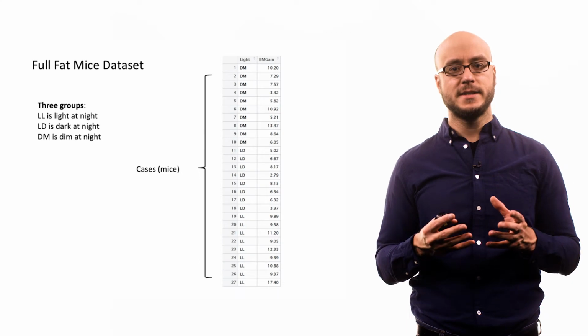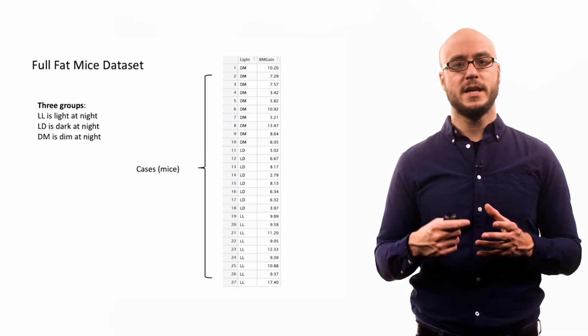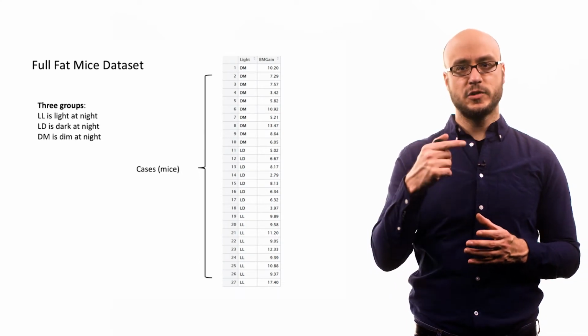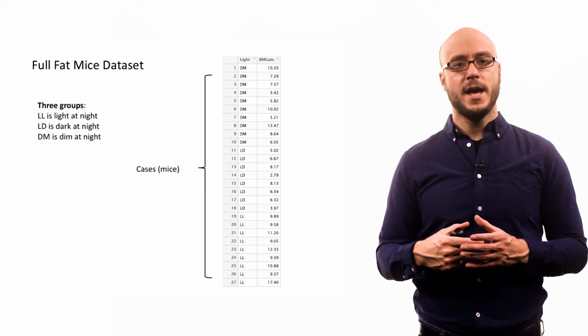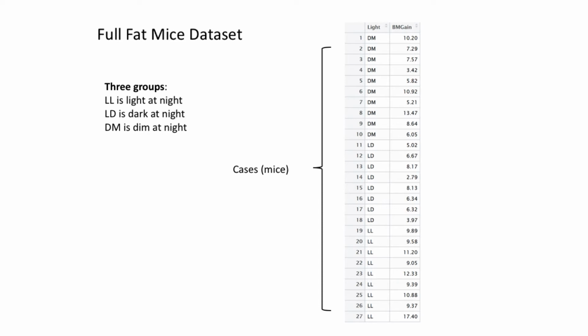So let's look at the data set. We can see that we have 27 cases, 27 rows. Each row is a different mouse. And we can see that we have these 2 variables. We have the outcome variable, the grams gained for each of the mice over the duration of the study period. And then we also have these groups: light-light, light-dark, and DM for dim light at night.